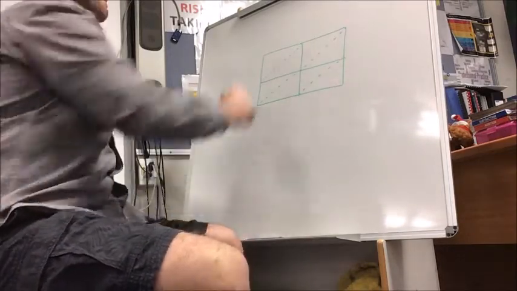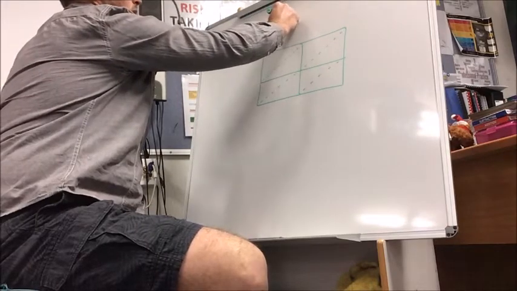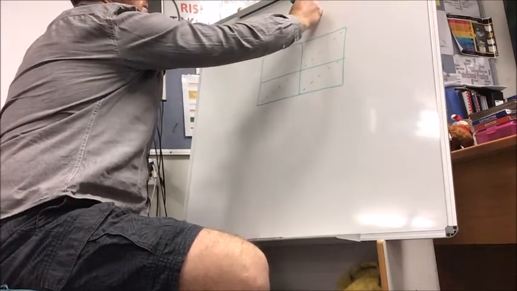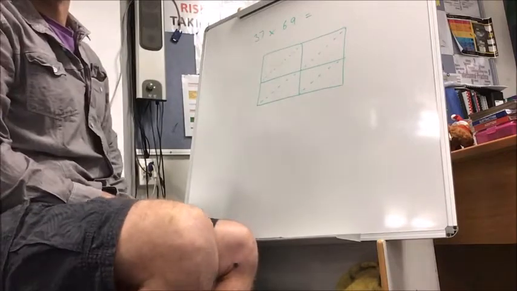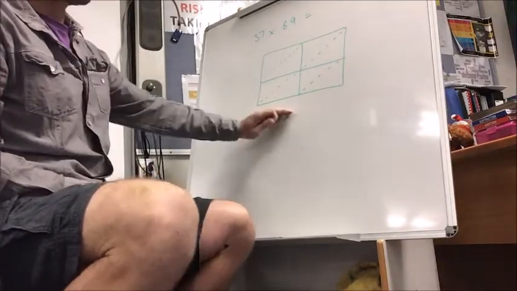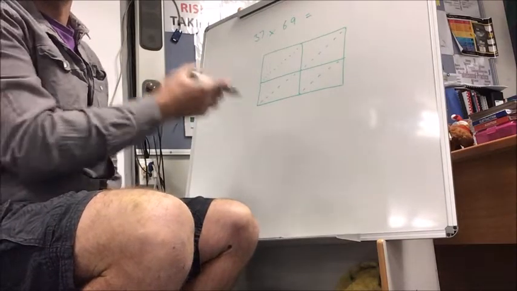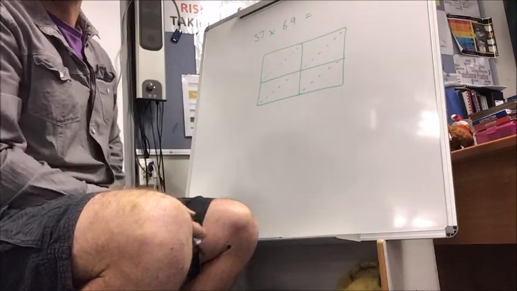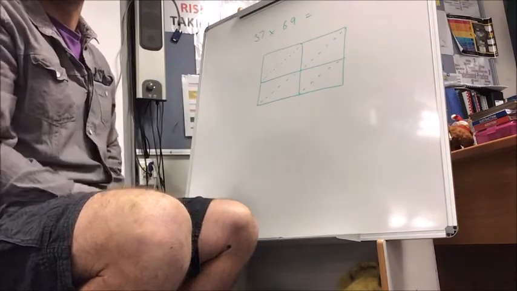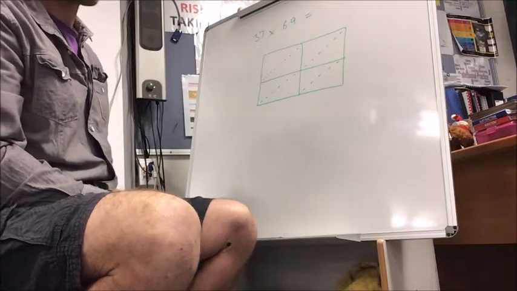Now, for example, if my number sentence is 37 times 69, that's my number sentence, and the way that we work it out on this is a little bit different to the box method. Some people find this way easier, some people don't. But I'll give you another strategy to see which way you like better.